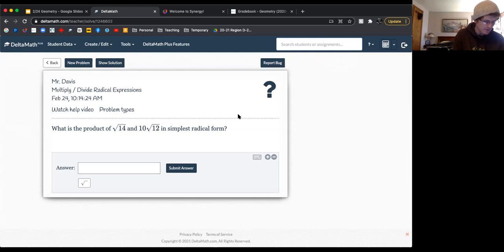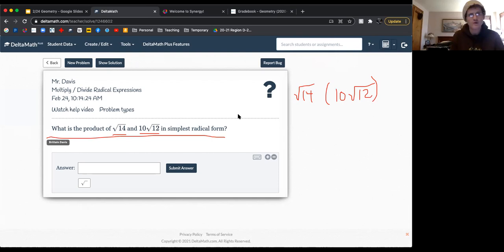Notice it's asking what's the product of the square root of 14 and 10 times the square root of 12. So I've got the square root of 14 times 10 times the square root of 12. This is really what it's asking me to do. Some of the problems will look like this, where it gives you a word or a sentence, a question, and you have to figure out that you're multiplying. Sometimes it just gives you the formula, the calculation like this, and we'll see that in a second.